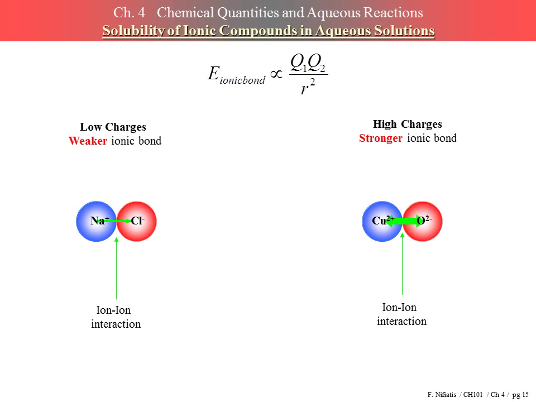Now, because the sodium and the chloride have +1 and -1, the energy that we have for the bond or the electrostatic interaction is relatively weak. In this case here, because the copper and the oxygen have +2 and -2, the electrostatic interaction is much stronger. So, weak, or weaker if you want, electrostatic interaction, and strong electrostatic interaction.